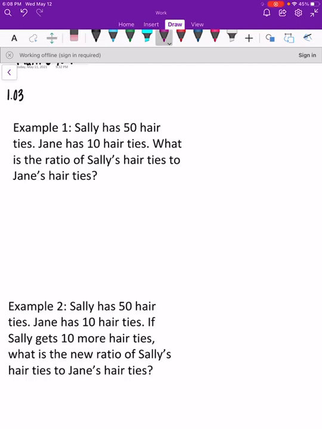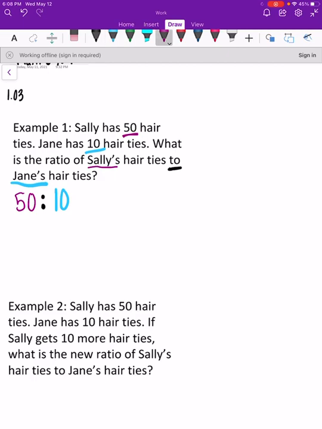So we want to know Sally's hair ties first. And we see here Sally has 50 hair ties. So I'm going to say 50. And then as a ratio, we're going to do 2 dots. And we want Sally's hair ties to, that's what the dots are, to Jane's hair ties. And Jane has 10. So 50 to 10 is how we read that. So we want to simplify that as much as possible.